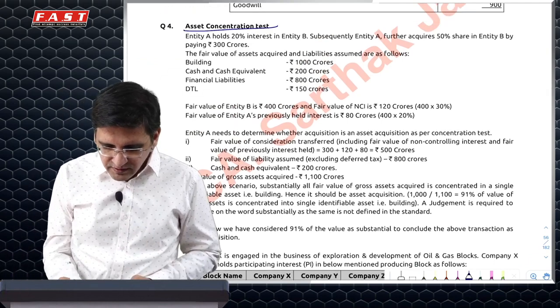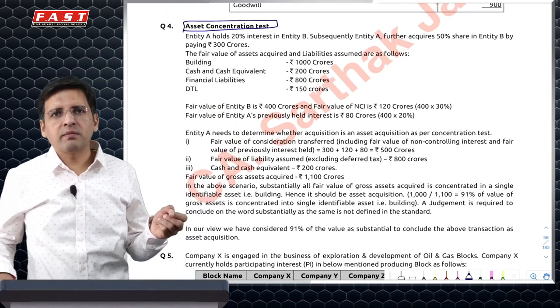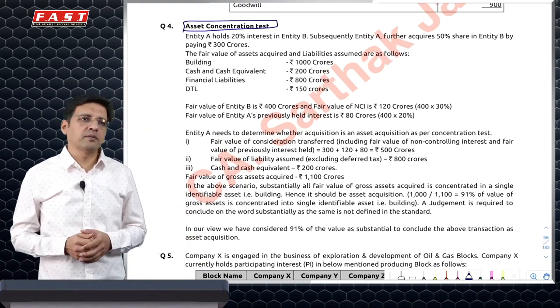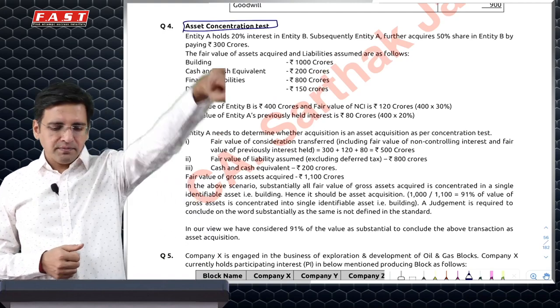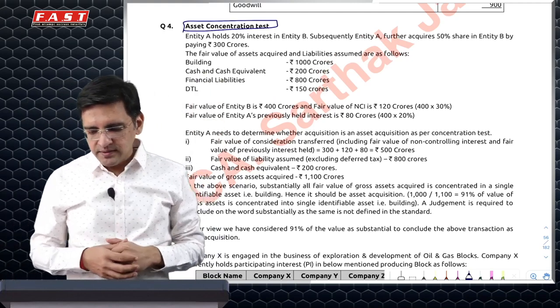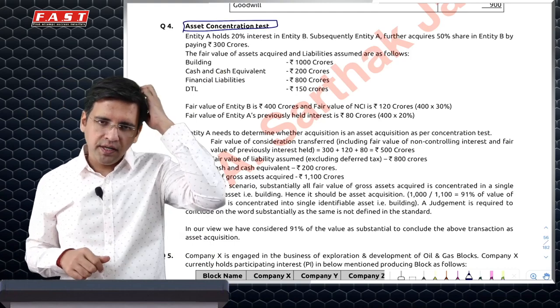Then you have another question which I've just included. You may get it as a 5-mark question because there was an amendment which happened in the Ind AS Amendment Rules 2020, and no question was asked relating to this in the July 21 exams. So they may ask this because it relates to an amendment, the asset concentration test.